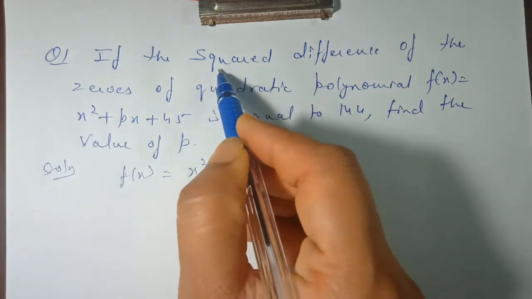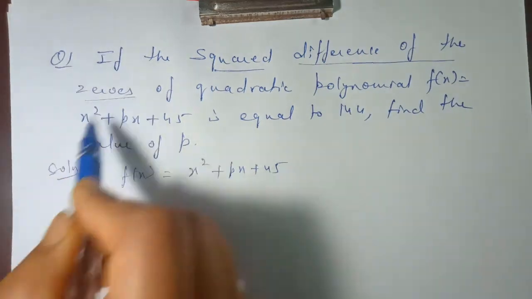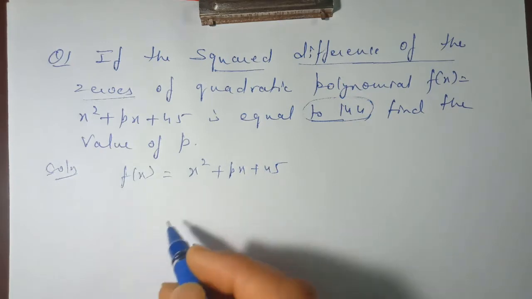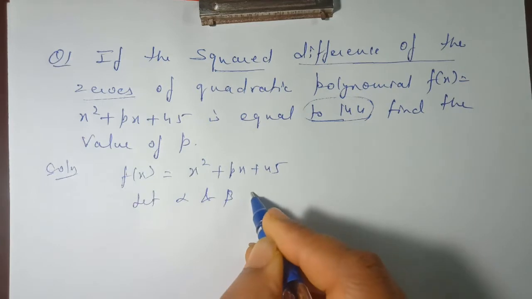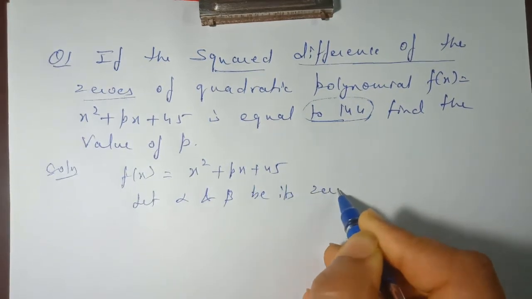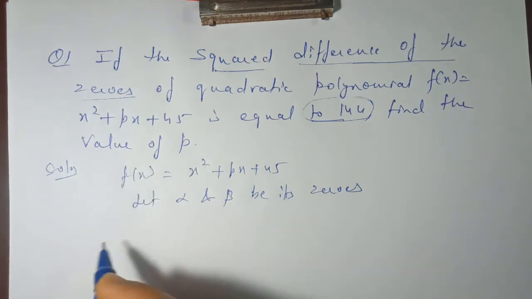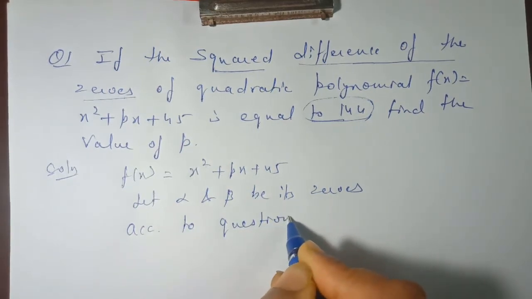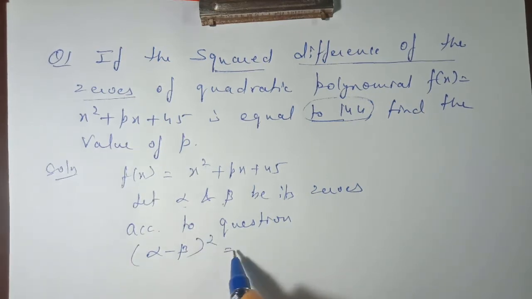If we take the square of the difference of the zeros, then it is equal to 144. We don't know the zeros. Let the zeros of this polynomial be alpha and beta. Since this is a quadratic polynomial, it has two zeros. Let them be alpha and beta. Now according to the question, when we find the difference of these two and take the square of it, it is equal to 144.